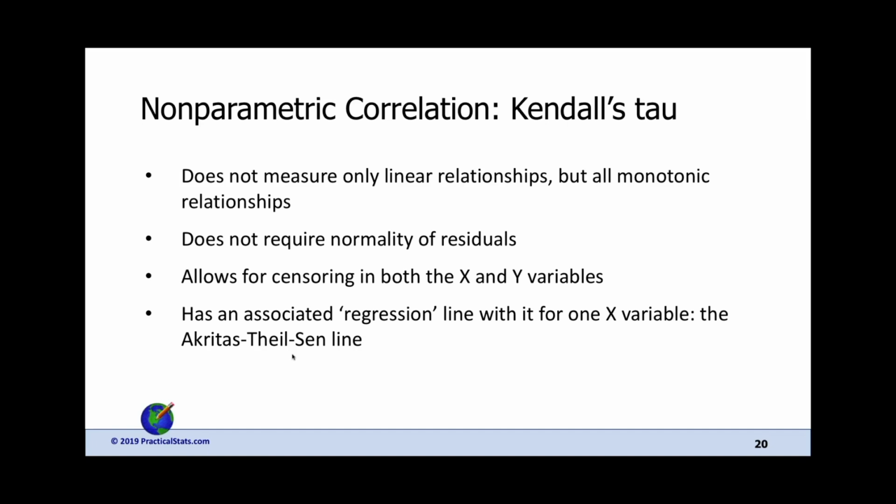That will be picked up fine with Kendall's tau. Pearson's R and these likelihood R's are limited to linear relationships. Kendall's tau does not require the normality assumption for residuals, so you don't have to worry about it. If you ran it on the log of Y and ran it on Y, you'd get the same Kendall's tau. It does allow censoring in both the X and Y variables, so that's a big advantage. And it has a regression line, if you want to call it that, associated with it. For one X variable, that's the Akritas-Theil-Sen line.